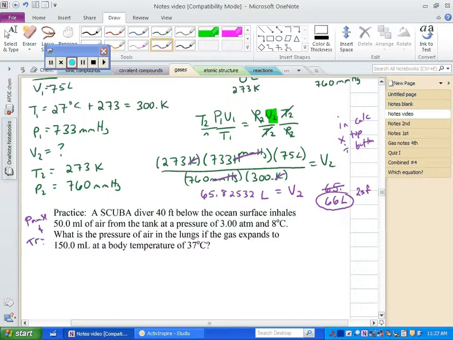So pause and try this one, and then play again to get the answer.